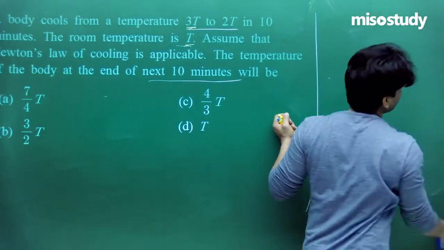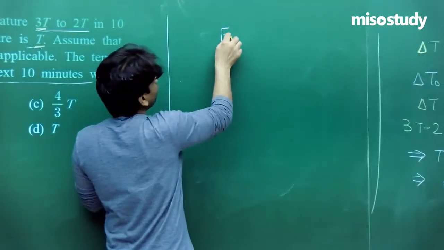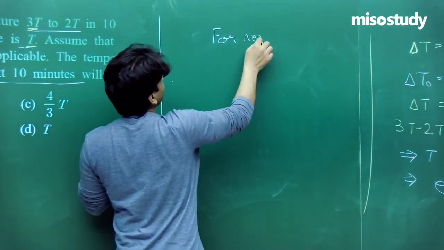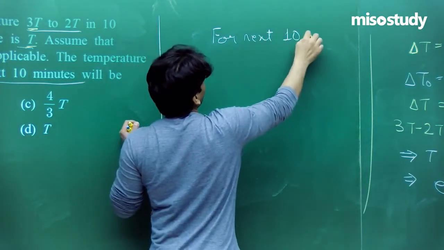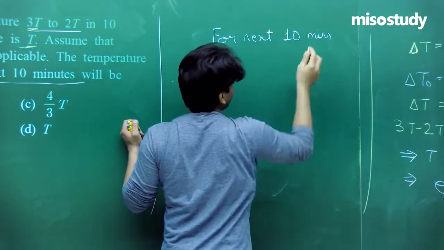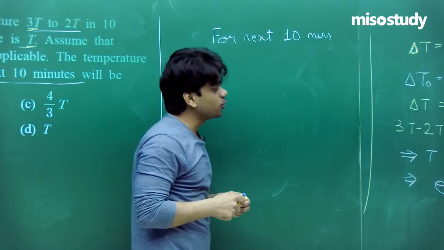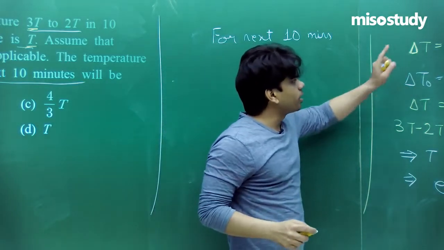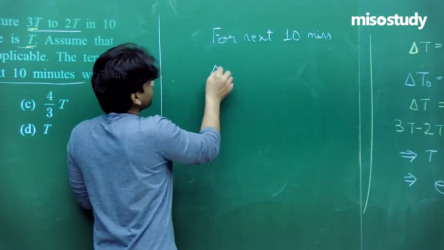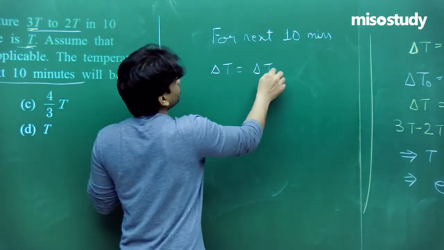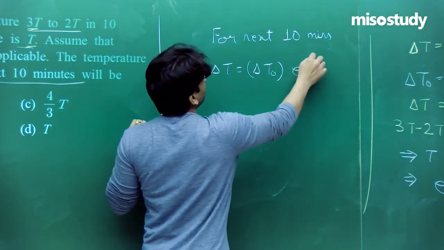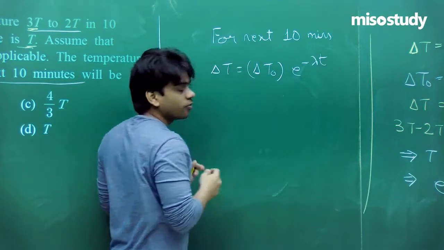Let's come to the next case. For the next 10 minutes, you see here what we need to do. Again, we'll be using the same formula. Delta T equals delta T naught e to the power minus lambda T. This is what we have to use.